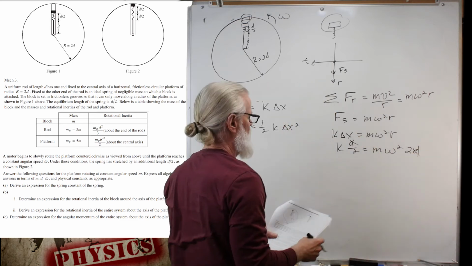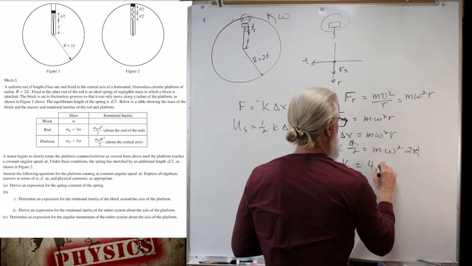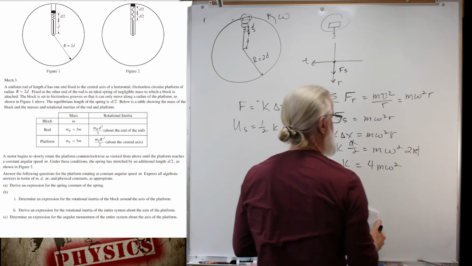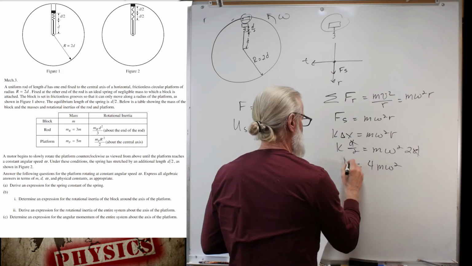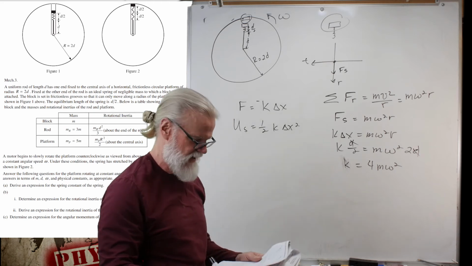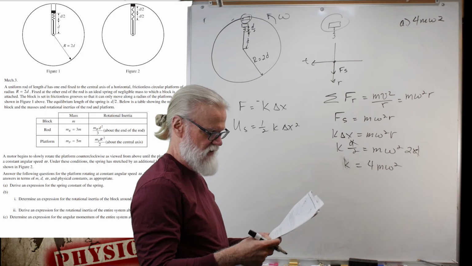D can go away. All right, so we want the spring constant. So k equals 4mω². That is our spring constant, not to be confused with kinetic energy. Lowercase k.